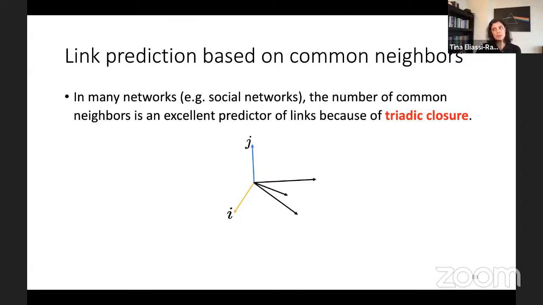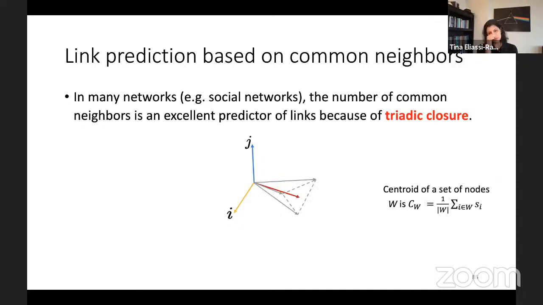So then if I want to find out if two nodes i and j are friends after this mapping, all I need to do is find the centroid of the set of nodes that are common to them, and then look at the angle between the i and j to that centroid.